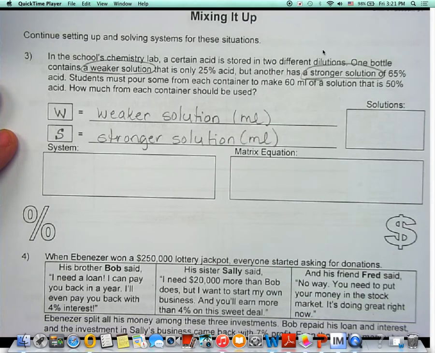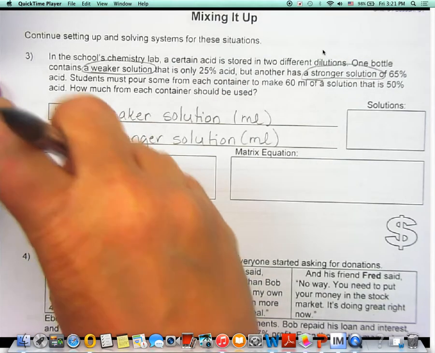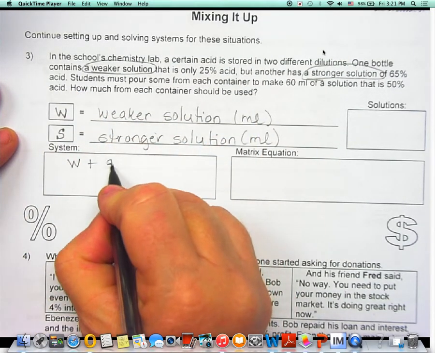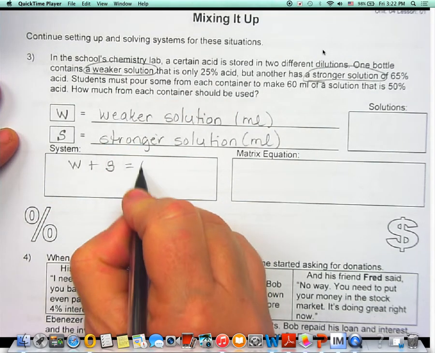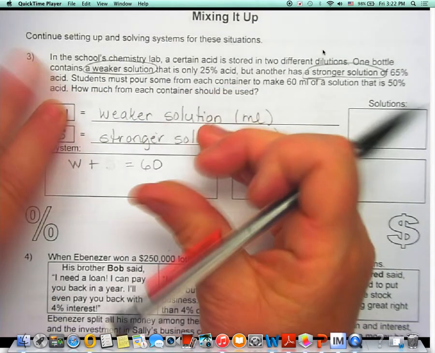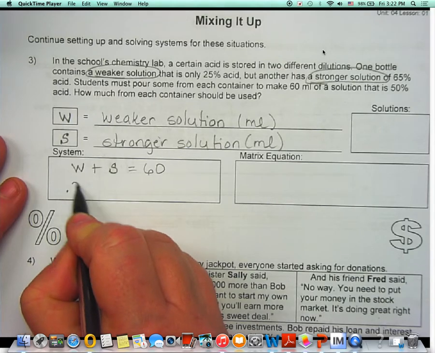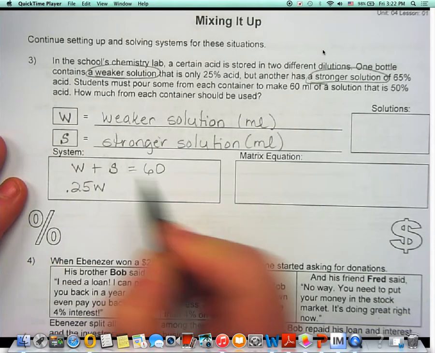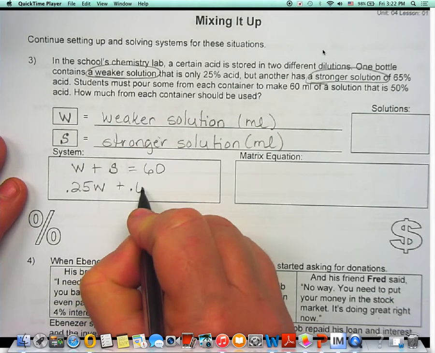So, any ideas of what we could write? W plus S equals 60. Good. W, the weaker solution, plus the stronger solution, the amount of each has to equal 60 milliliters. And then you have 25 W. Okay, let's do 0.25. Change it to a decimal. So 0.25 W plus 0.65 S.